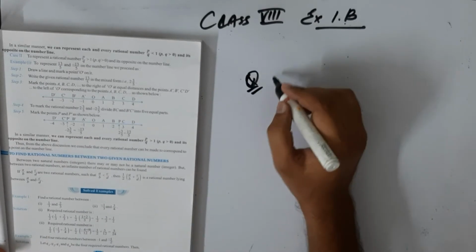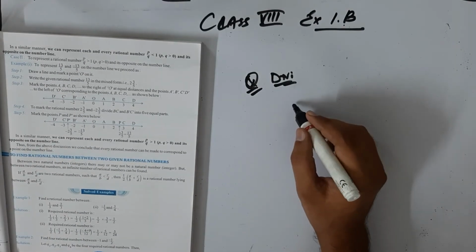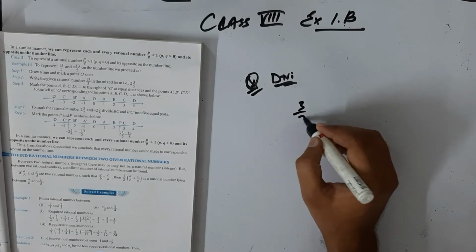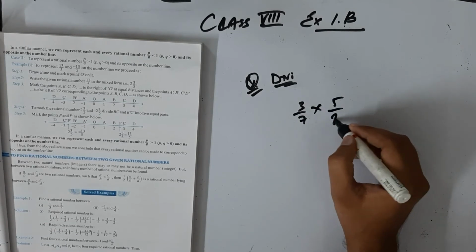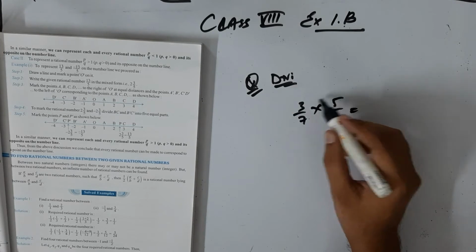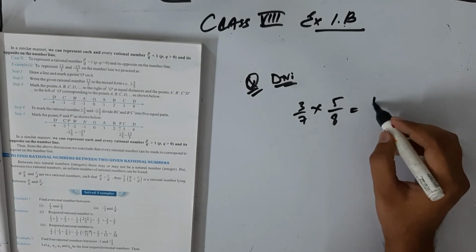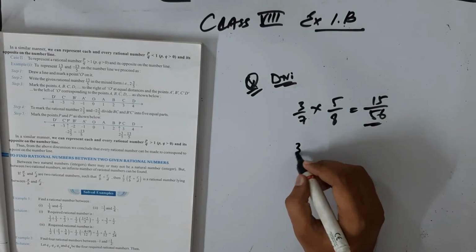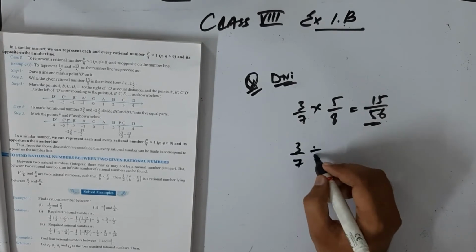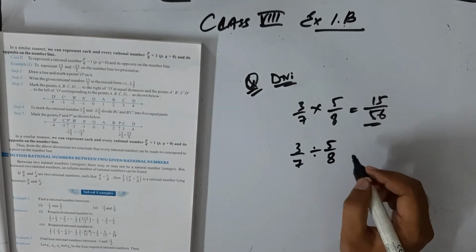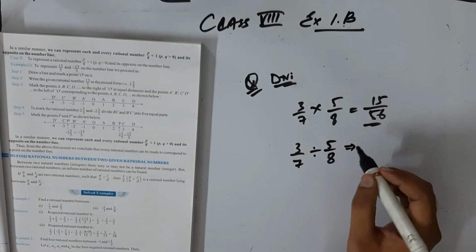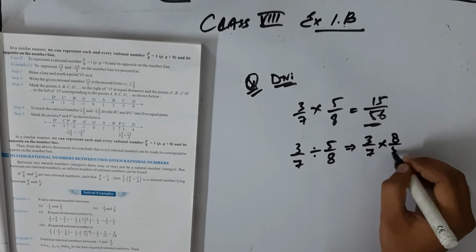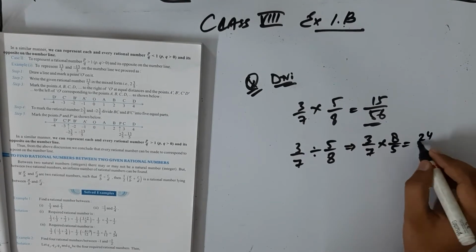Now we have questions for division. Suppose you have to multiply 3 upon 7 multiplied by 5 upon 8. What you used to do? You multiply numerator to numerator, denominator to denominator. So it becomes 15 upon 56. Very easy. But in division, suppose the question is 3 upon 7 divided by 5 upon 8. Then we have to change this division sign into multiplication. So 3 upon 7 multiplied by 8 upon 5. That gives 24 upon 35.